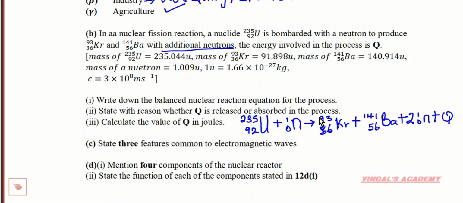Now look at this. If you check, 93 plus 141 plus 2 should be equal to 236, because 235 plus 1 is going to be 236. So this number on this side must balance this one. It's 36 plus 56 plus 0, because these two times the 0 is 0. Then it's still going to give you 92. So this is the main equation.